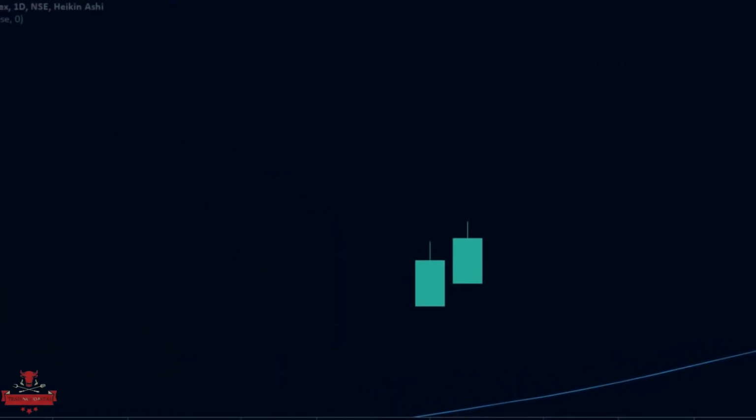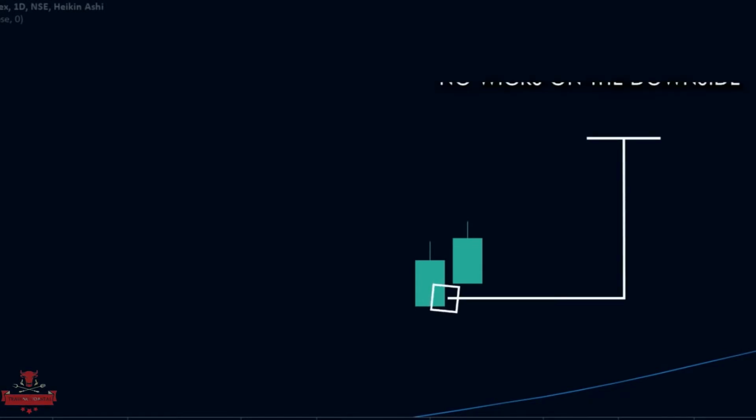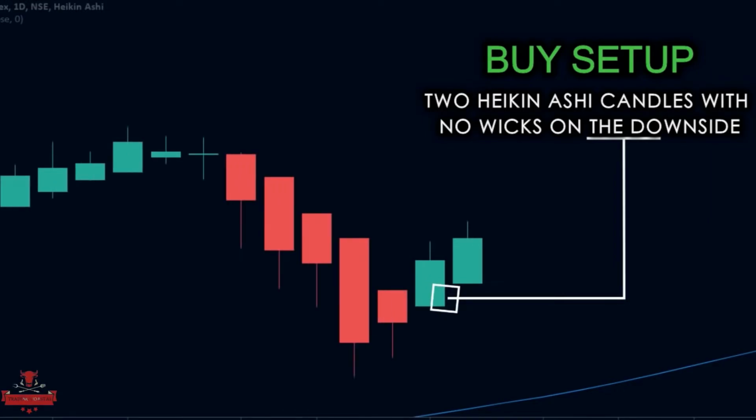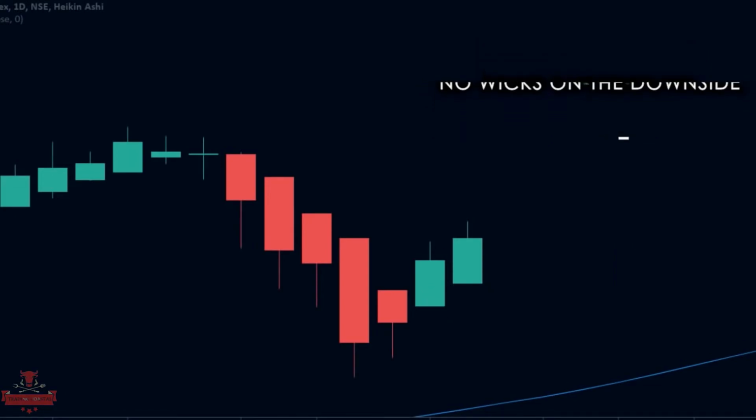This is how our buy setup will look. We have two Heikin Ashi candles here. As you can see, both of these candles are green, and have no wicks on the downside. This indicates that there are no sellers present in the market. It is a very bullish sign. When there are two candles with no wicks on the downside, it is a clear sign of buyers' dominance. The important thing here is that we want to see these two candles appear right after the pullback. So, the first two green candles that appear after the pullback should be these two candles.